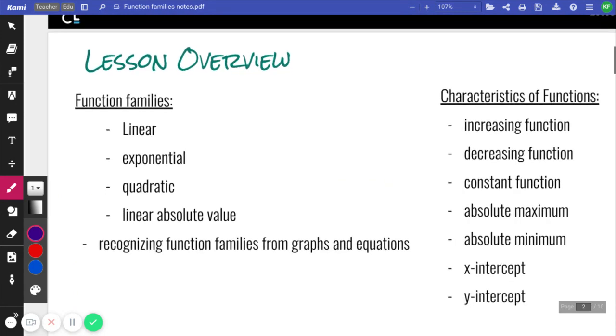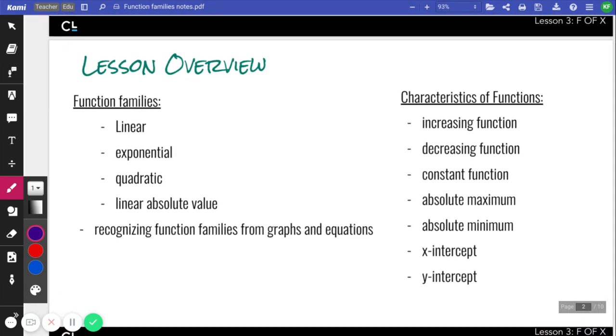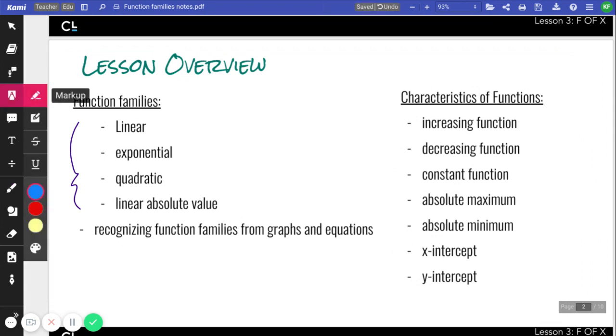Here on this first page of our notes, you're going to see a bit of an overview of what we're going to hit today. So we have 4 different function families over here. And by the end of today, our goal is going to be able to recognize function families from graphs and equations. We're also going to talk about these different characteristics of functions. We'll have increasing, decreasing, and constant. We'll talk about absolute, maximum, and minimum, and then we'll also talk about x-intercepts and y-intercepts.